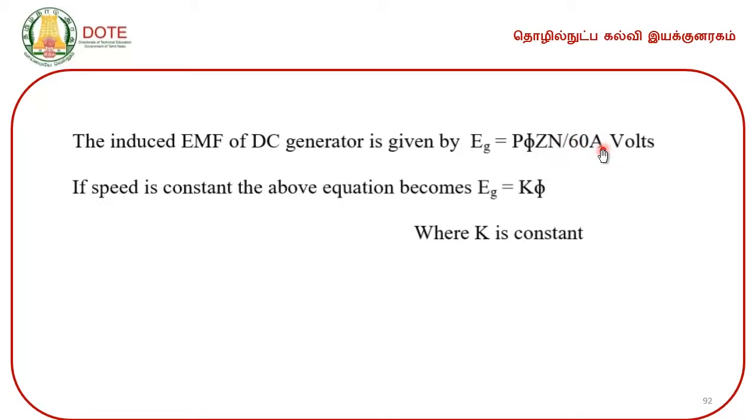constant. A, the number of parallel paths, will depend on the number of poles in a lap winding, and A is equal to a mere number, that is 2 in the case of wave winding. So, A also remains constant for any lap or any wave winding configuration. So, we can simply make this expression Eg is equal to P phi Zn divided by 60A, so the entire expression boils down to a single expression K into phi, because phi is the only variable quantity. So, the magnetic flux is the only variable quantity in this expression, where K is constant.